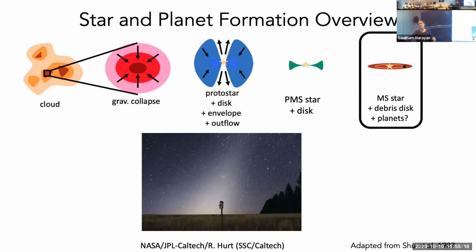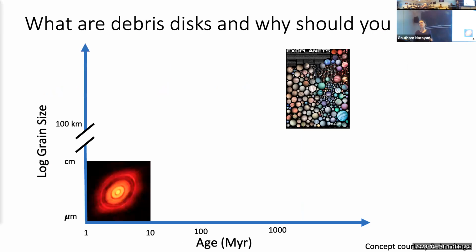Okay, so that's what a debris disk is. The other part of that question is, why should you care? Well, if you care about planets, and you should because you live on one, then you should think about how they form and where they came from, right? We want to know where they came from.